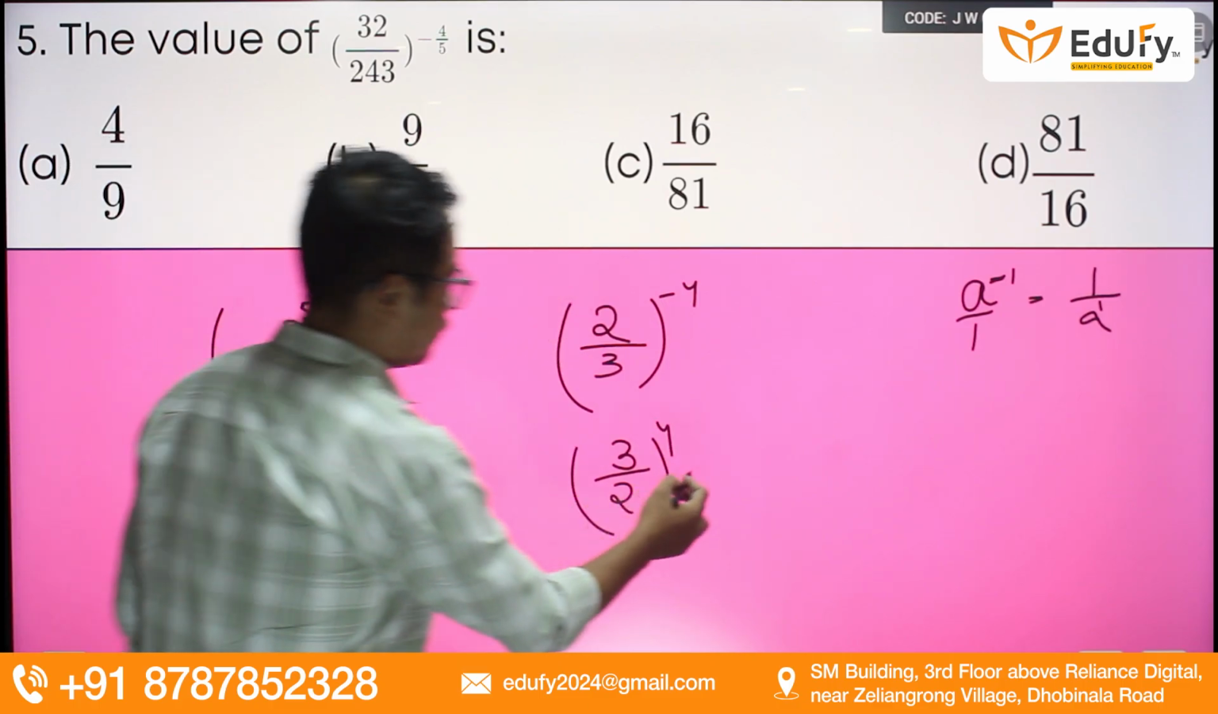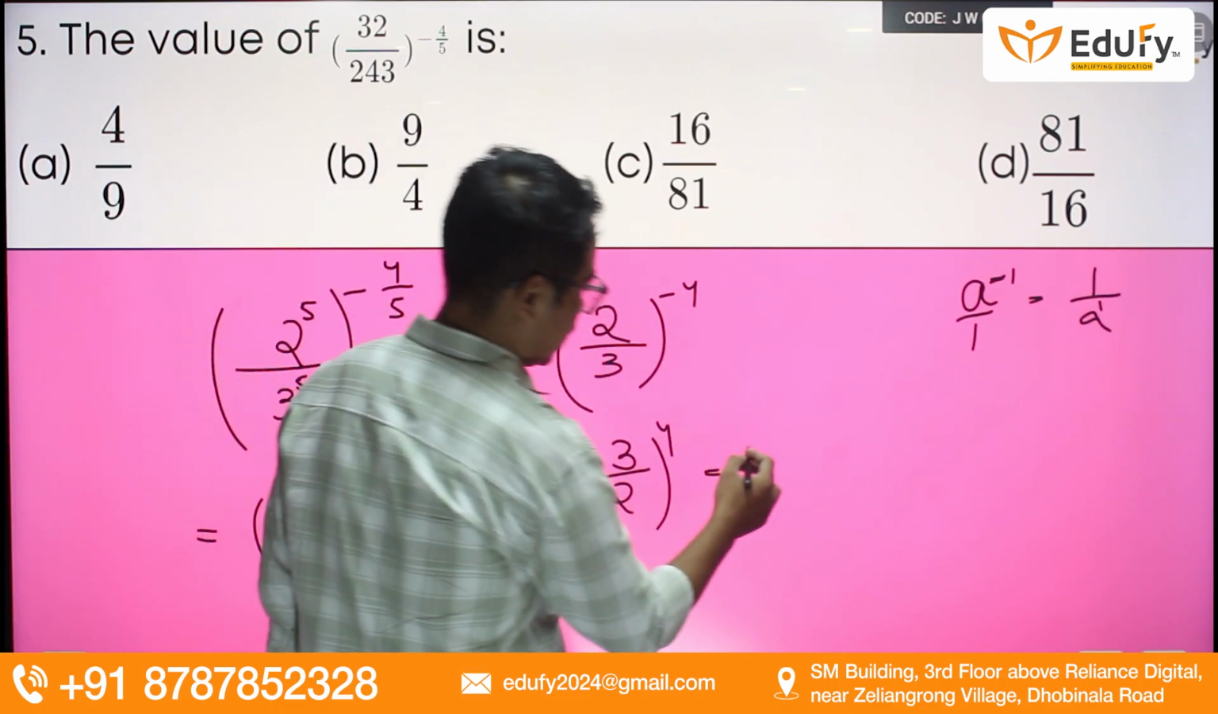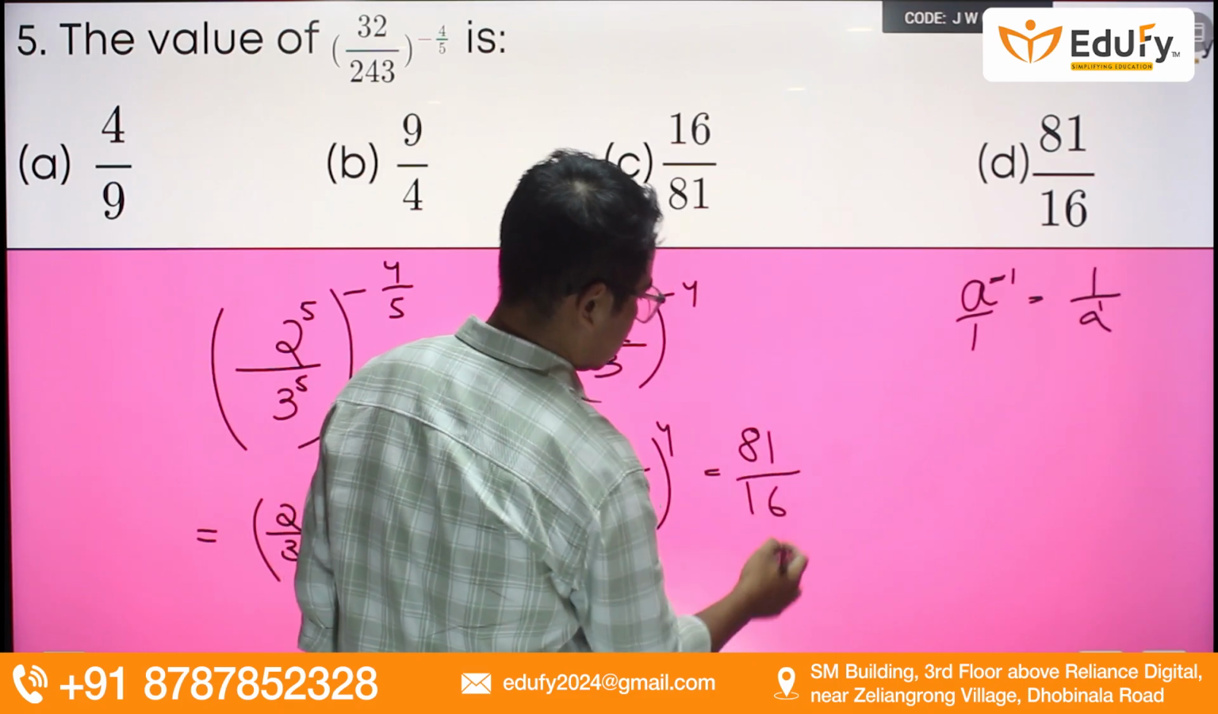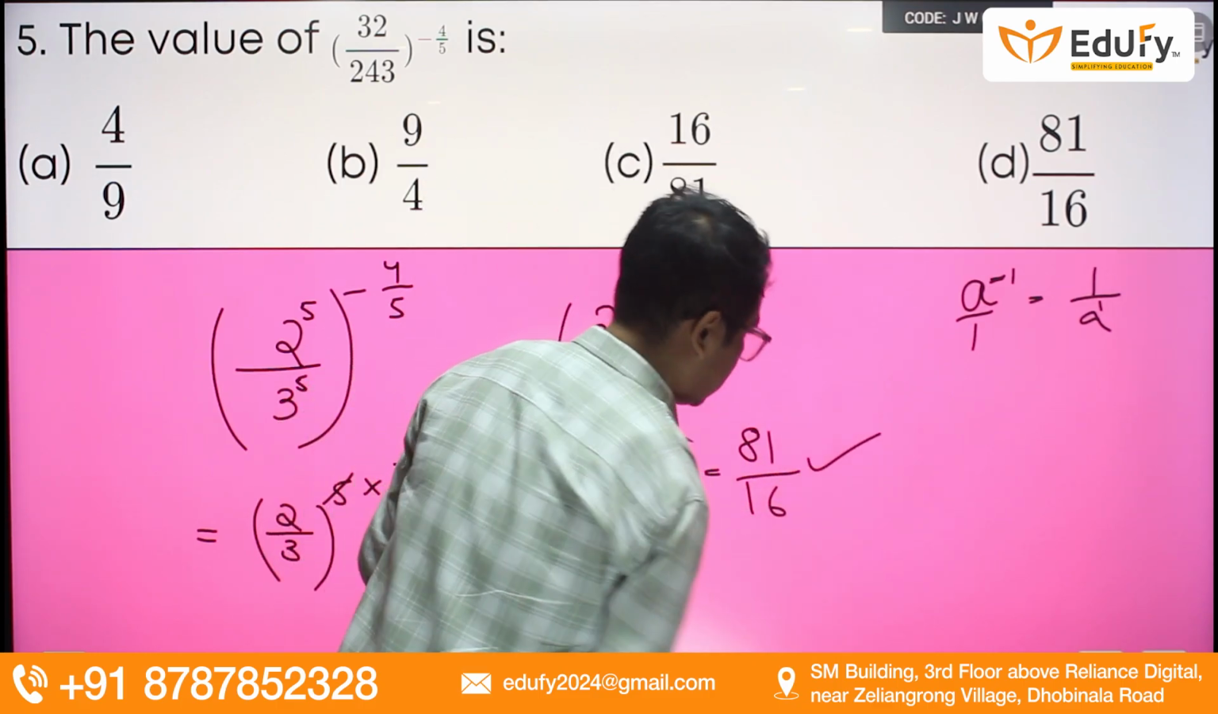Now obviously after this, 3 to the power 4 is 81, right? And then 2 to the power 4 is 16. Yeah, so 81 by 16 will be your answer, right?